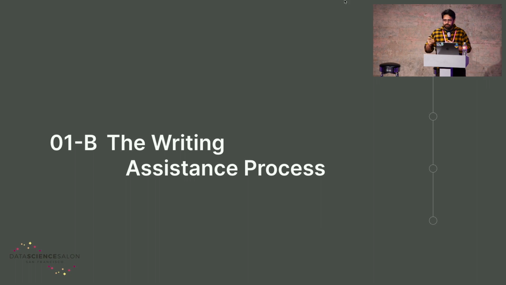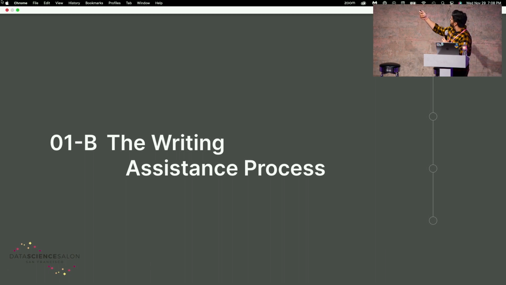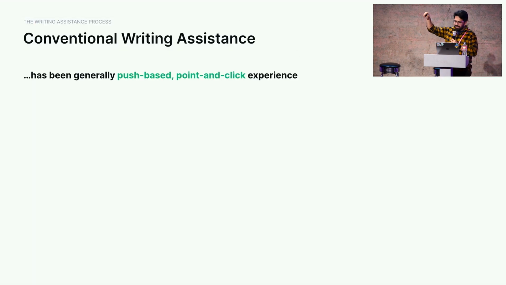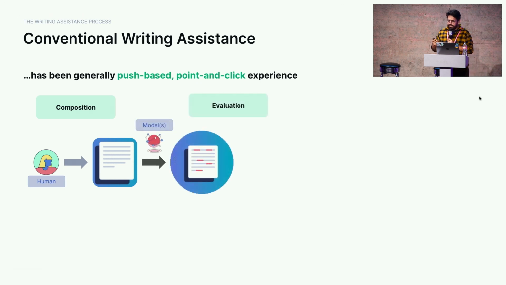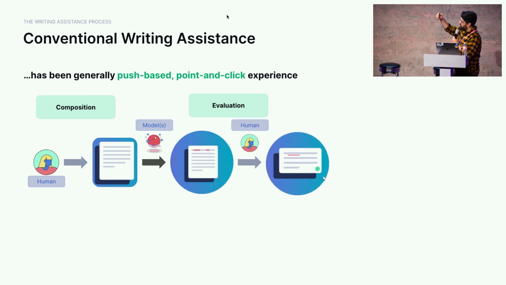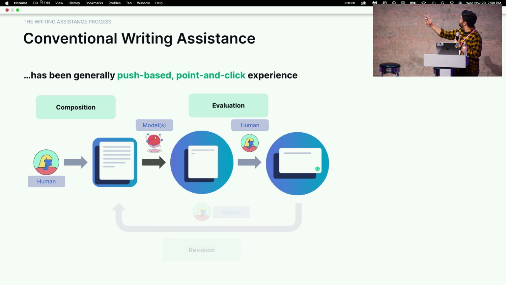With the advent of large language models, similar to the differences that we see in the writing process, the processes and paradigms of writing assistants have also undergone a major shift. Broadly speaking, conventionally, writing assistance has been generally a system-driven or push-based protocol where a user would type their text, the system would evaluate it against some machine learning models and provide a set of suggestions which they could accept or reject. And then this would go on for a few turns until the system didn't detect anything worth improving.